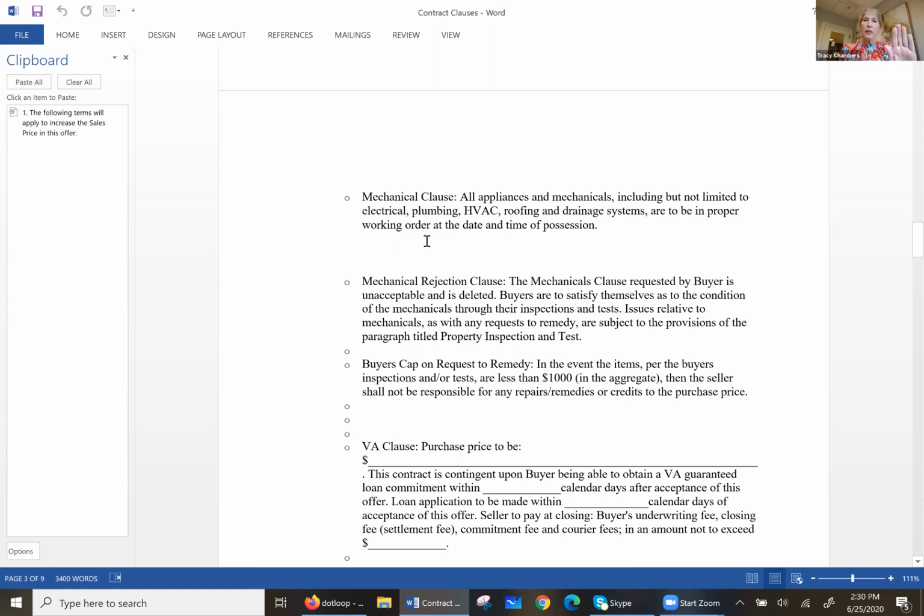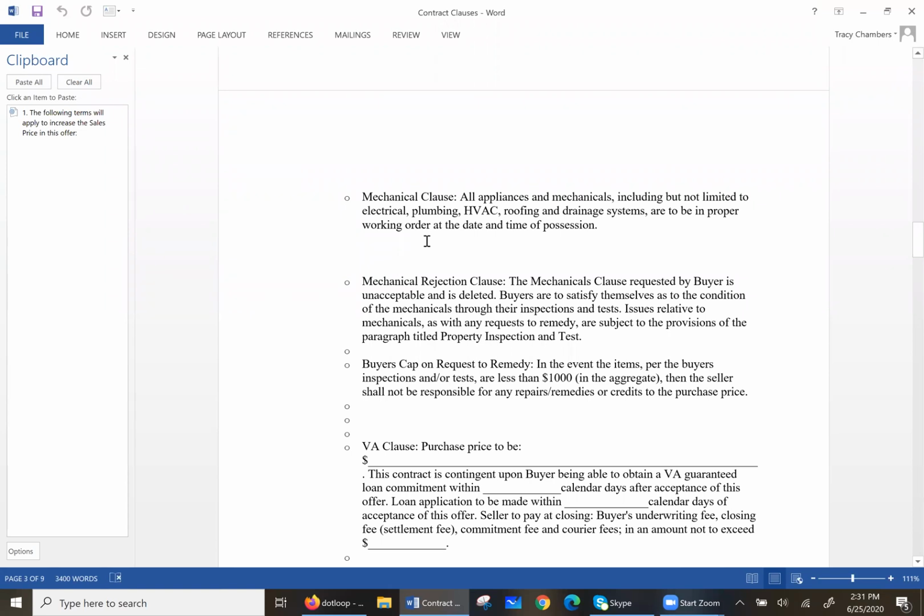That makes perfect sense. I want them working at the time of possession. But if you saw that clause come through, every agent who had a brain in their little skull would write the rejection clause, which would say the mechanical clause requested by the buyer is unacceptable and deleted. Buyers are to satisfy themselves as to the condition of the mechanicals through their inspections and tests. Issues relative to mechanicals, as with any request to remedy, are subject to the provisions of the paragraph property inspections and tests. So why would I immediately want to reject the mechanical clause? What could happen? Any ideas?